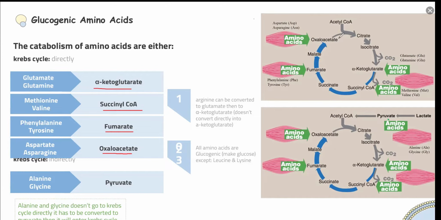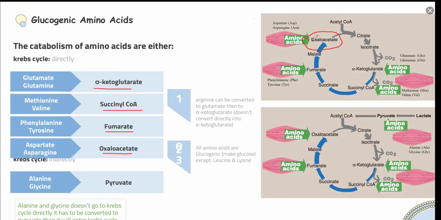Oxaloacetate, of course, is a substrate for gluconeogenesis. So this is how it happens. We can see clearly that glutamate and glutamine also generate alpha ketoglutarate. The major aim of all these amino acids is to generate intermediates of the citric acid cycle, which will subsequently be converted into oxaloacetate. Once you generate oxaloacetate, it will be converted to phosphoenolpyruvate using the enzyme phosphoenolpyruvate carboxykinase.